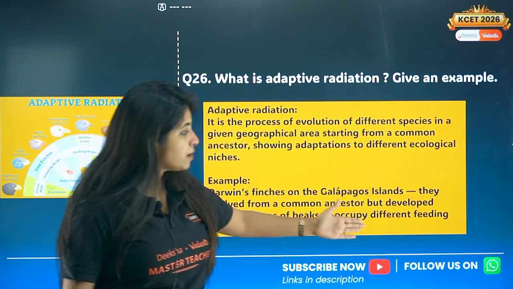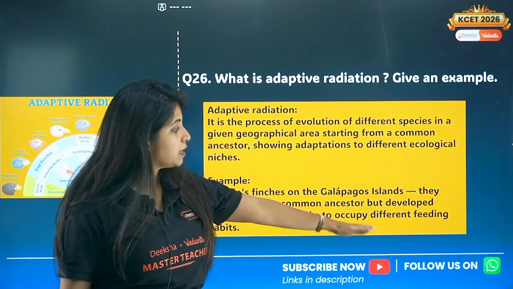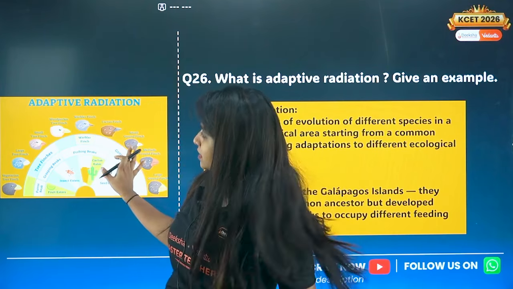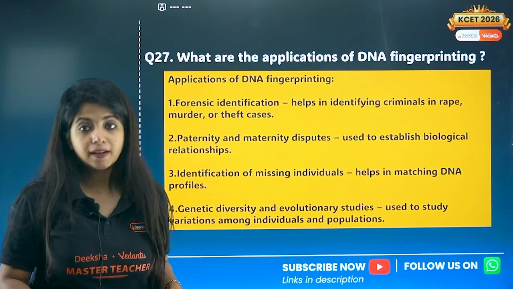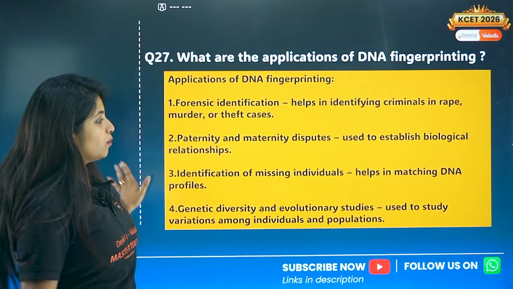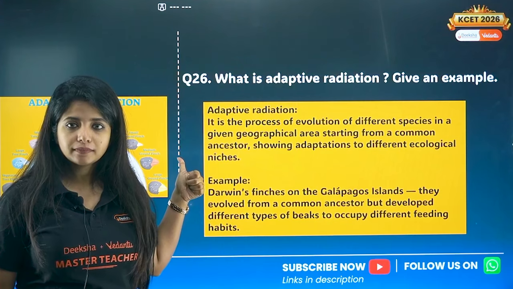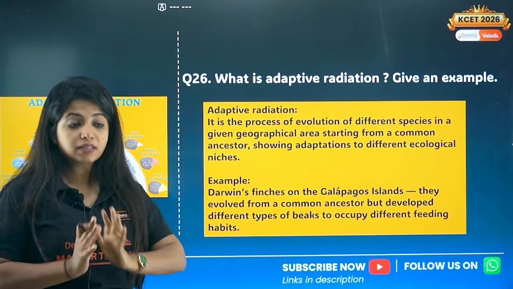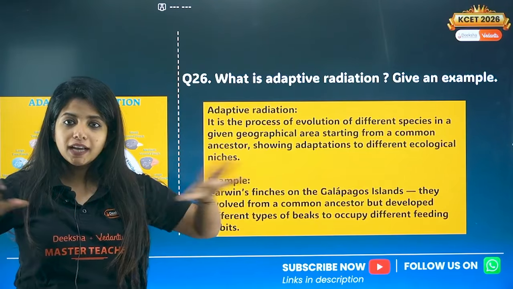They evolved from a common ancestor but developed what? Different types of beaks to occupy different feeding habits. Okay, so this is one very important concept out there. Now what type of evolution is this? What type of evolution is this? This is divergent evolution, because they are diverging to different areas.